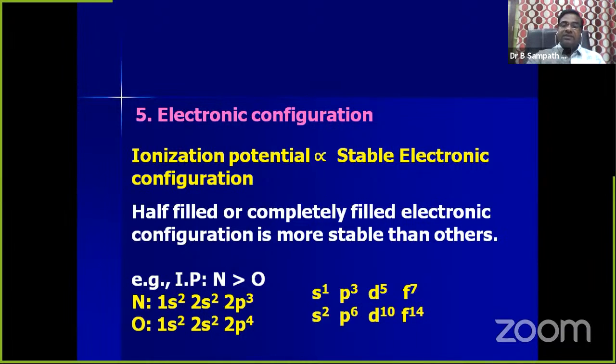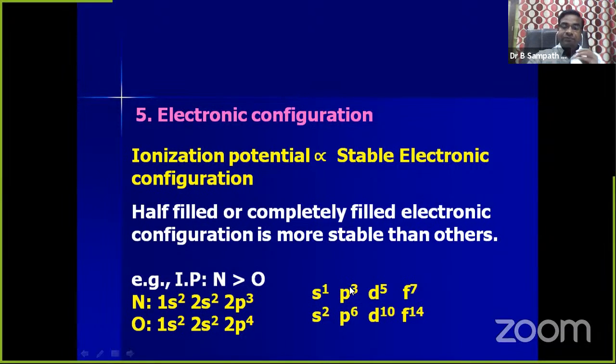Right. So here for s orbital, only 1 s orbital, that's why 2 electrons. If it is the s1 electronic configuration, it is called singly occupied or half filled. If it is in the form of s2, that is completely filled or full filled electronic configuration.